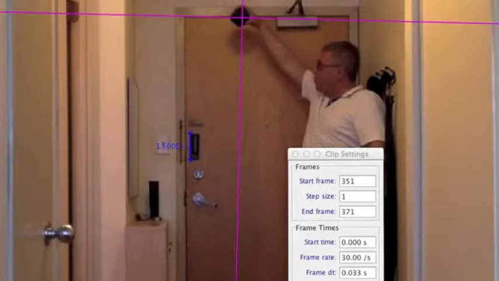Lab 2, a falling sock. Here's the tracker setup. The video was recorded at 30 frames per second. I taped a 15 centimeter piece of cardboard to the door so that I could add a calibration stick. In SI units, this is 0.15 meters.